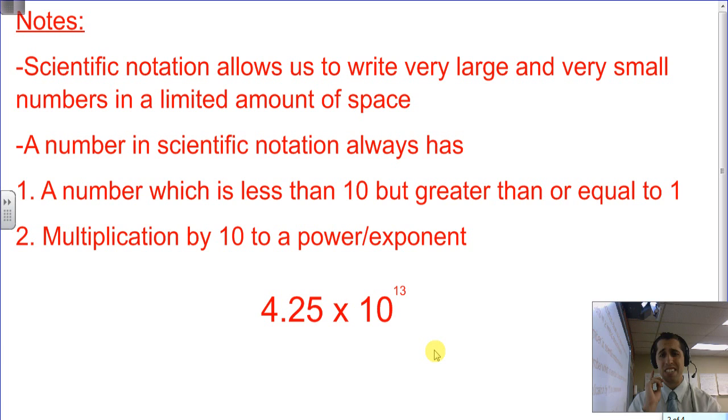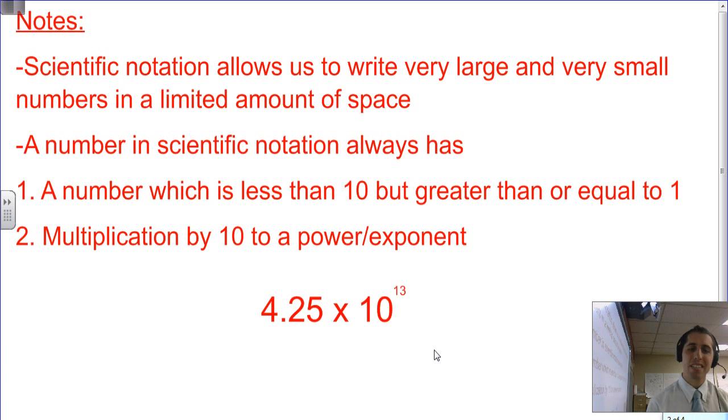A number in scientific notation always has two parts. The first part is a number which is less than 10 but greater than or equal to 1, so like 3 and 45/100ths, or 7 and 1/10, or 9. An easy way to think about this is the decimal is always after the first digit, and the first digit is not a 0. So if the decimal is after the first digit, then it can't be greater than 10, and if it's not a 0 to start, then it has to be greater than or equal to 1.